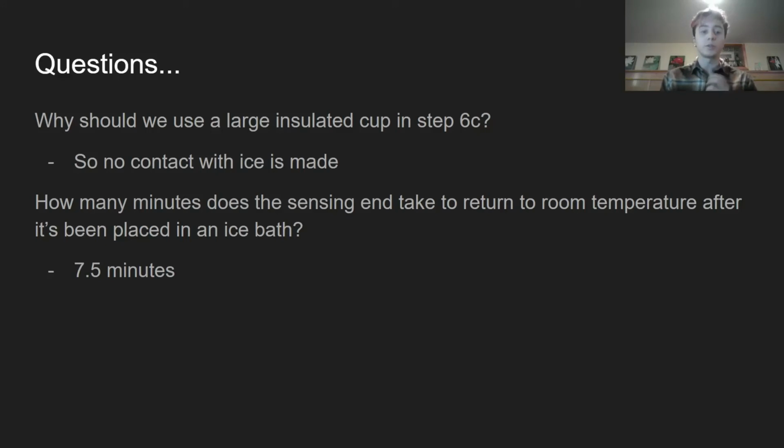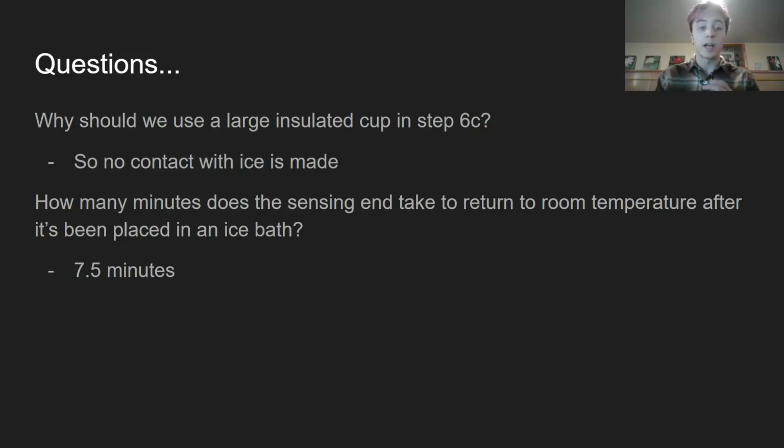Why should we use a large insulated cup for step 6C? 6C is where we set up our experiment. This is because we don't want any contact with the ice with the thermocouple. Ice is going to be less than 32 degrees Fahrenheit because it's frozen. So if we contact the actual ice, the thermocouple will be reading something that is less than 32, and we want to be as close to 32 as possible, which is going to be the temperature of the water.